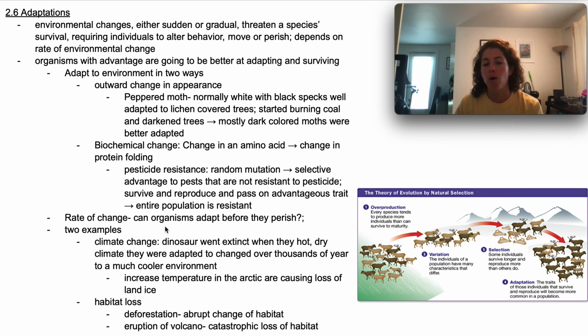And we talked a little bit about rate of change. Can the organisms adapt before they perish? The faster the change, the less the chances of them surviving. And there's two big examples of change that are happening. One is climate change, which can be slower or faster. Right now it's really, really fast as opposed to other times. The dinosaurs went extinct when the climate changed really quickly, and that's what we're seeing now again in this 7th extinction. And then also habitat loss, which is a big abrupt change to habitat.